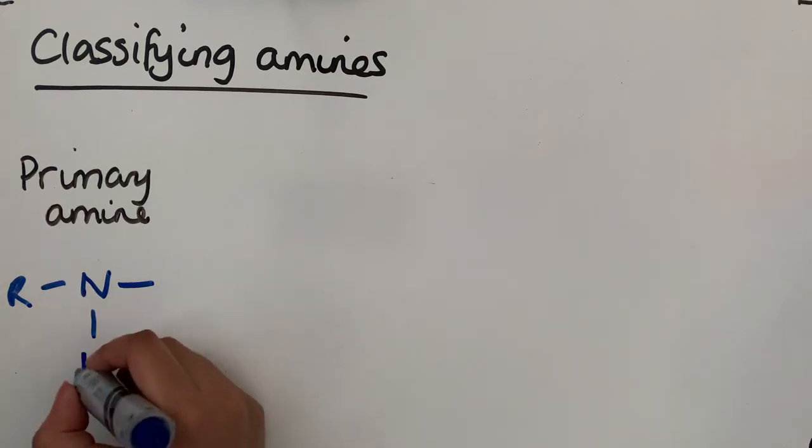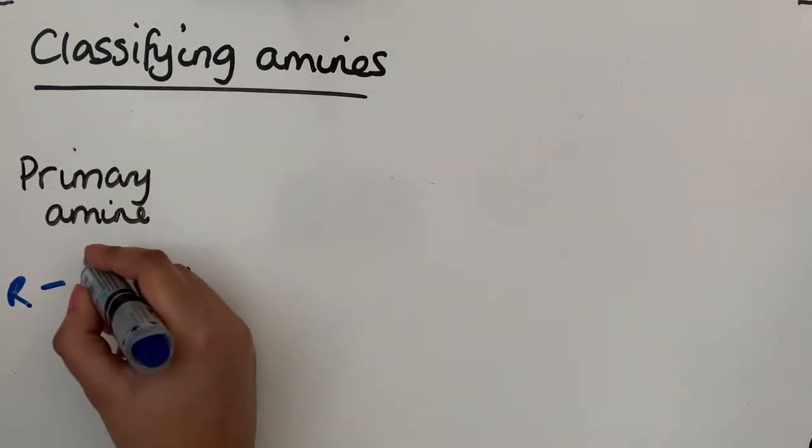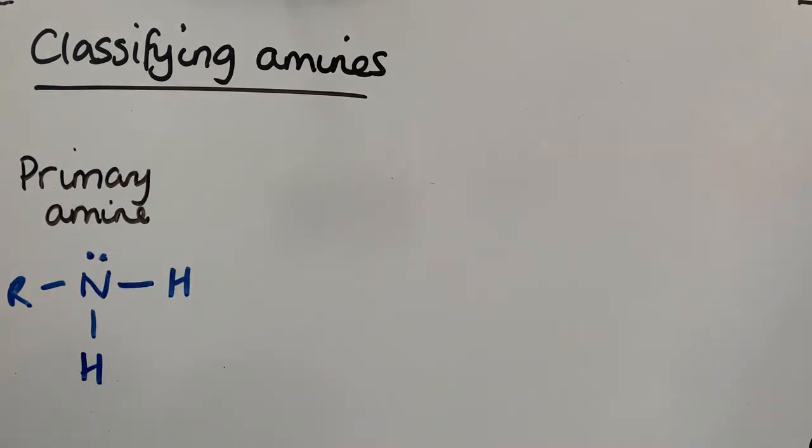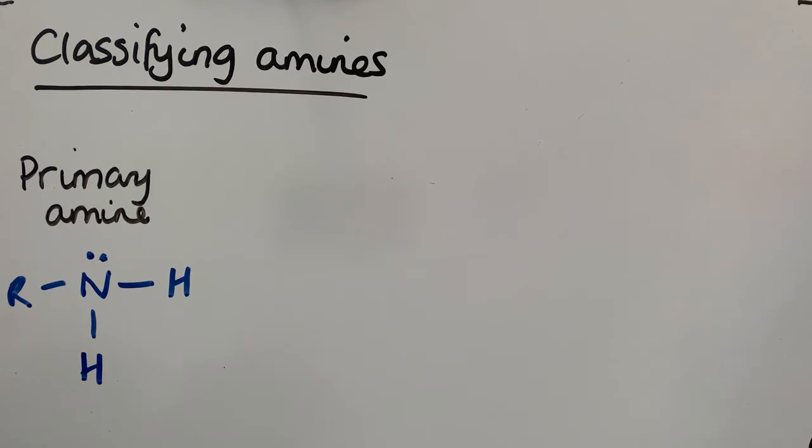That could be absolutely anything, and you've still got two hydrogens bonded to the nitrogen, and that makes this a primary amine. As you can see, every time I draw amines out, I put the lone pair on the nitrogen. That's very important that you do that too. Start getting the habit of it, because that's responsible for the reactions it's going to undergo later. Okay, right, so that's a primary amine.